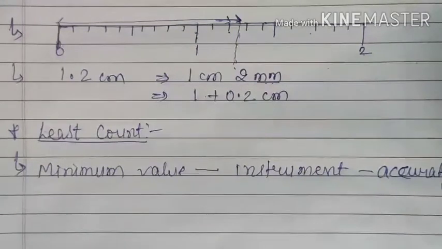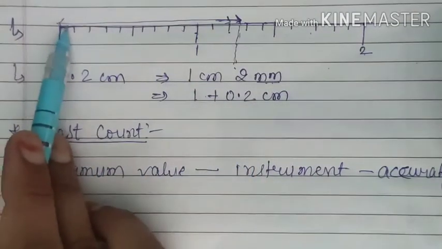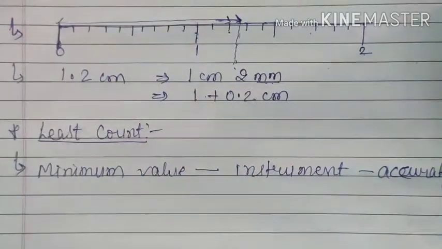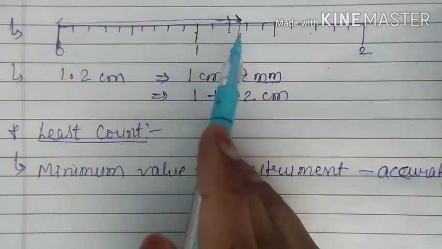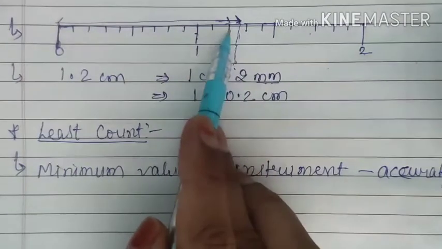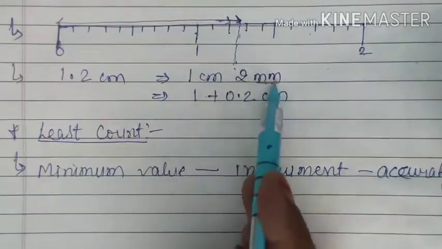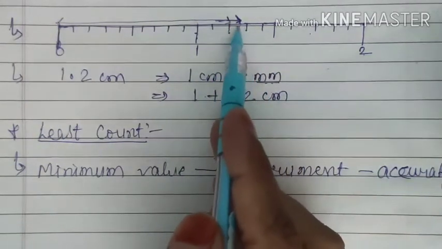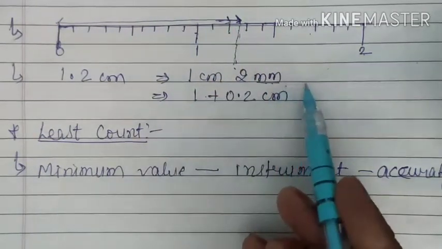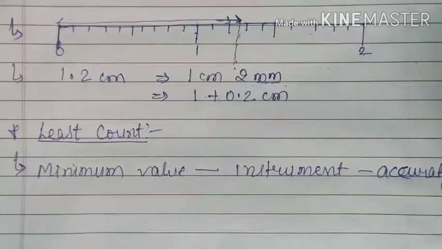The reason is because this centimeter scale has a least count of 1 millimeter only. With accuracy, it can give values only in millimeters. And here you need a value smaller than a millimeter. That means it is already 2 millimeters, but still there is something more, more than 2 and less than 3. But we don't know what it is.